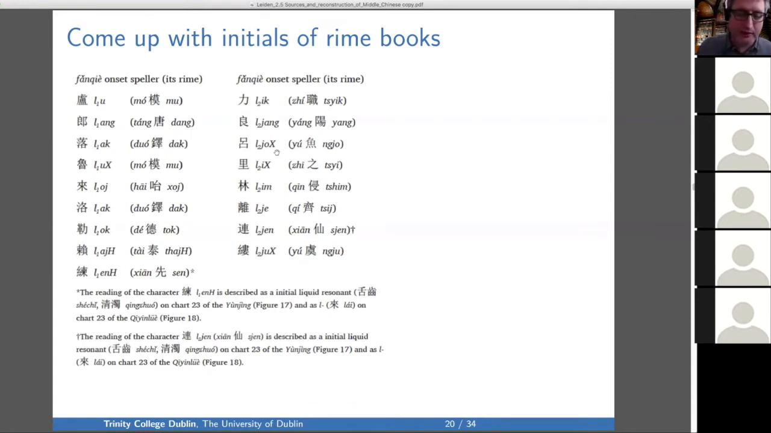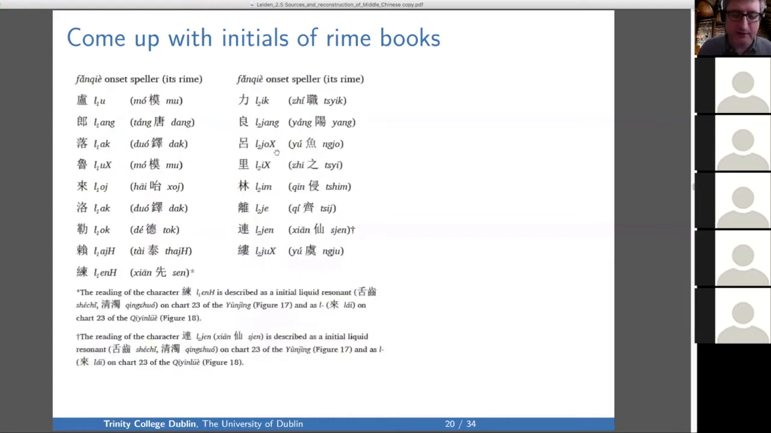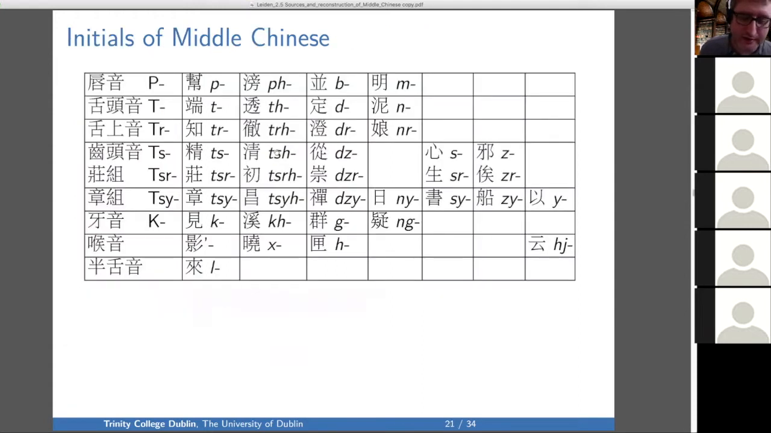And for that, we can look at the patterns of complementary distribution with the rhymes, and we can say, well, in the case of these two Fanqie initial speller chains that we know represent voiceless affricates, they contrast in Middle Chinese. So they're two different phonemes. And when it comes to these laterals, we know they don't contrast, so we don't need to call them two different phonemes. And if you apply this kind of an analysis across the board, let's say at least one solution you might come up with is this one, which is the standard solution. So these are the initials of Middle Chinese.